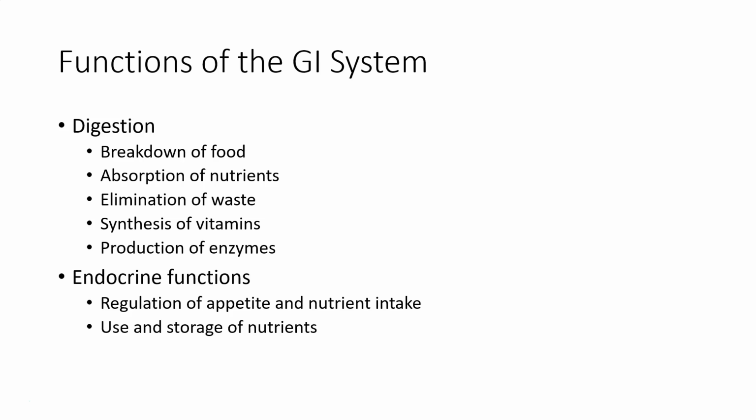In the digestive functions of the GI system, we will break down food that we eat. The GI system also absorbs nutrients from the food, and it eliminates waste. It also is involved in the synthesis of some of our vitamins and the production of enzymes that are utilized in the digestive process. Endocrine functions of the GI system include regulation of appetite and nutrient intake and the use and storage of nutrients.